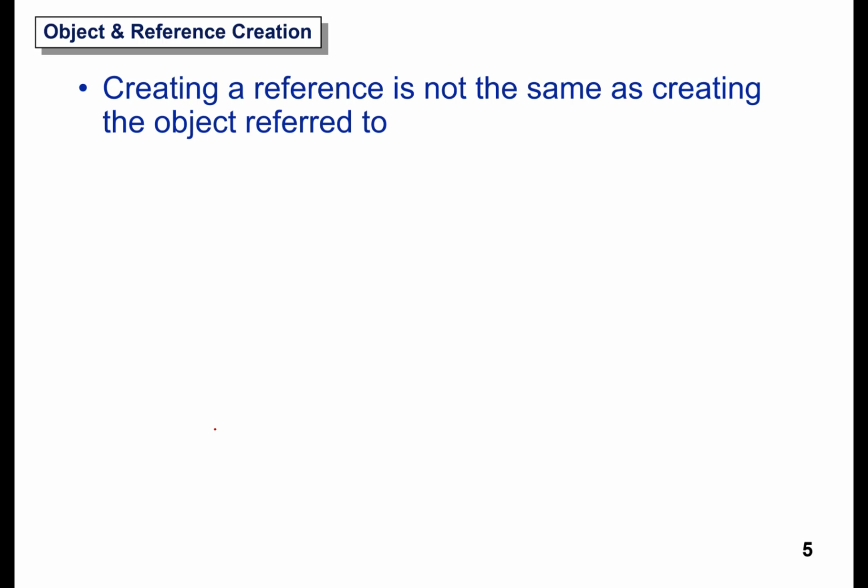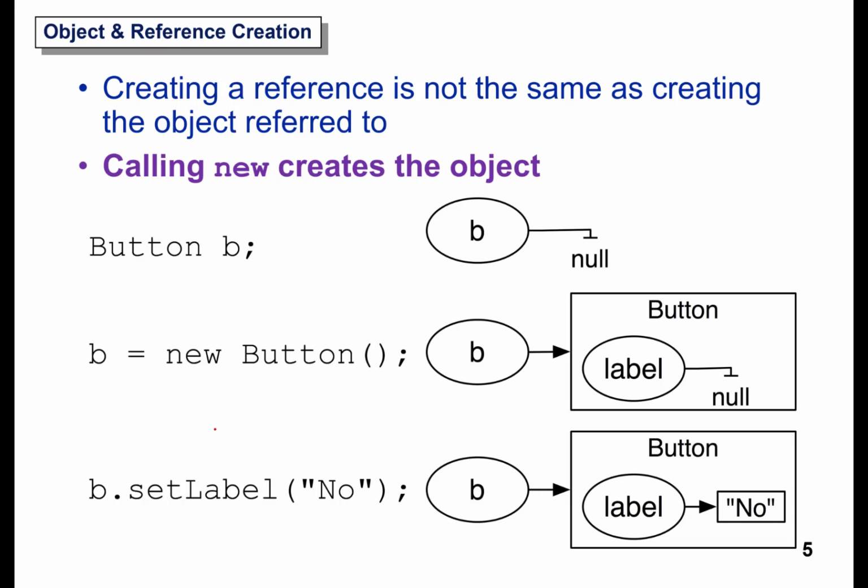Object and reference creation. Creating a reference in Java is not the same as creating the object referred to. In order to create an object, you use the new keyword. And here we have an example of object and reference creation, and we show how there's a difference between the two, and the keyword we use for creating the object is new.